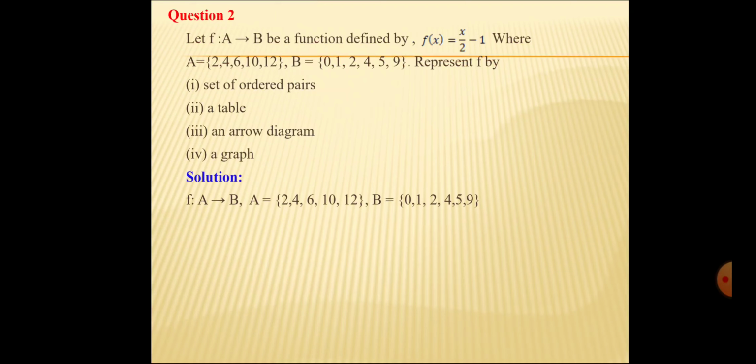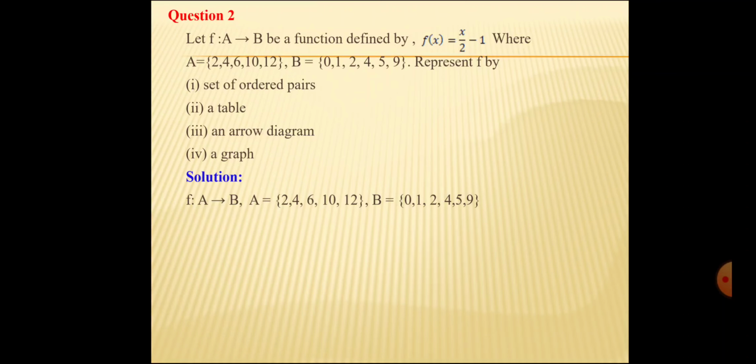Set of ordered pairs means you write the function values with commas within set brackets. A table means you already know how to write tables. An arrow diagram, you see the example 1 onto function, that arrow diagram you want to draw. Graph also you know, draw the x-axis and y-axis, and you plot the points.